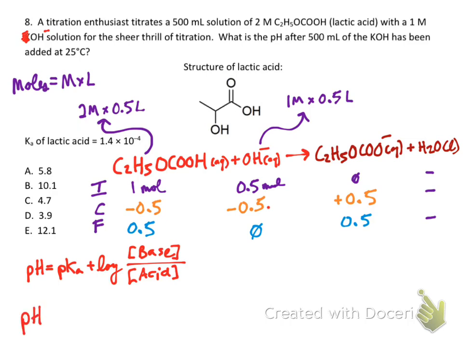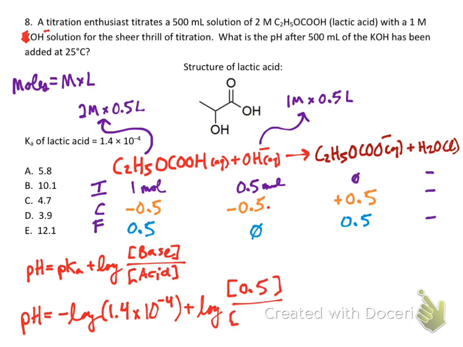So, now plugging in our values, p always means the negative log, so the pKa is going to be the negative log of the Ka that we're given, 1.4 times 10 to the negative 4th, plus the log of our base concentration, which is 0.5, over our acid. These aren't the concentrations. These are the number of moles. And any number divided by itself is just 1. The log of 1 is 0. So actually, that ends up canceling out. And we end up getting pH is equal to the pKa, which is 3.85, which rounds up to 3.9.